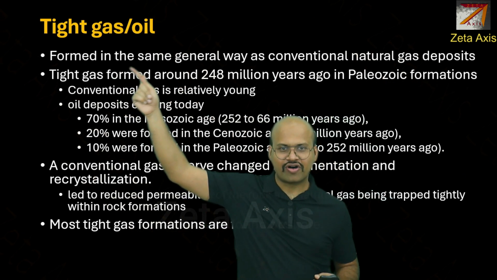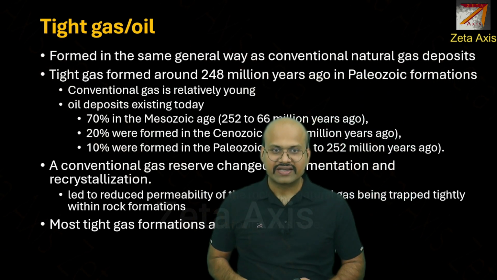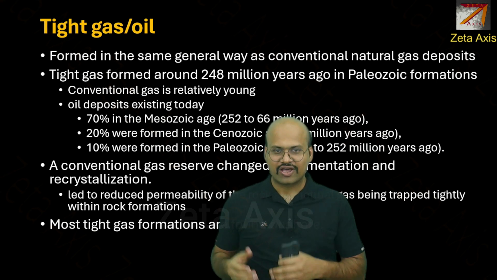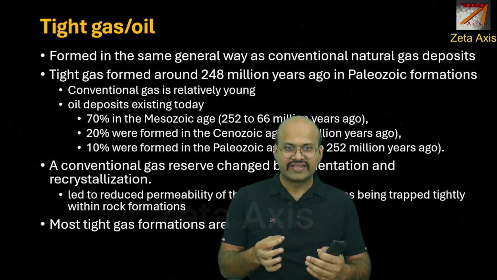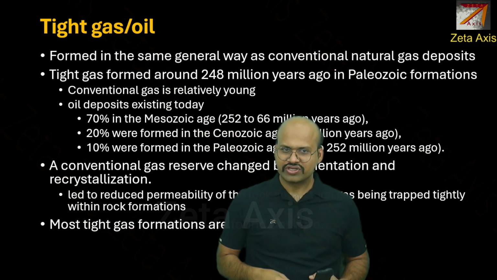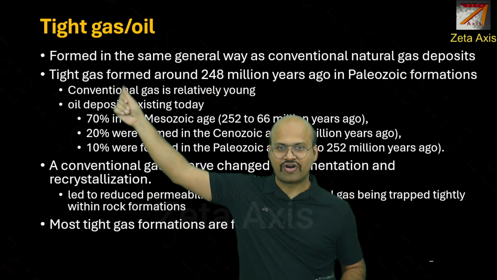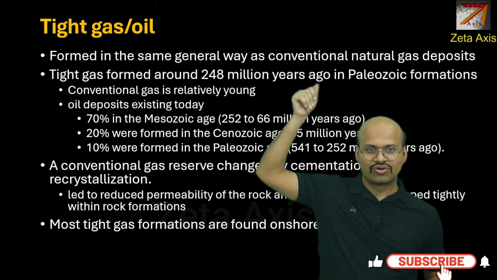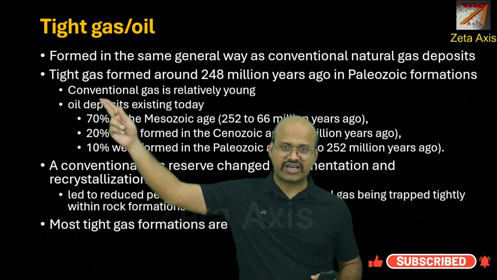So it is generally formed in the same way as conventional natural gas deposits are formed. We have seen that in the similar process, the kerogen is deposited, there is source rock, the oil rises up and then gets collected into a reservoir. So it is formed in a similar manner, but here tight gas is formed around 248 million years ago in Paleozoic formation. The tight gas is generally older than the conventional gas.